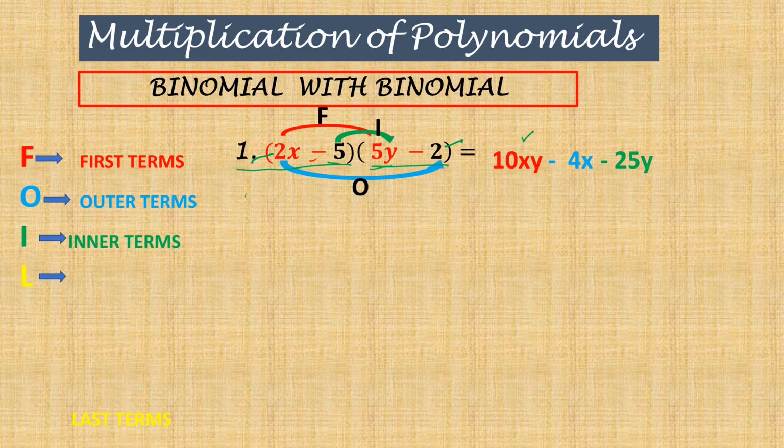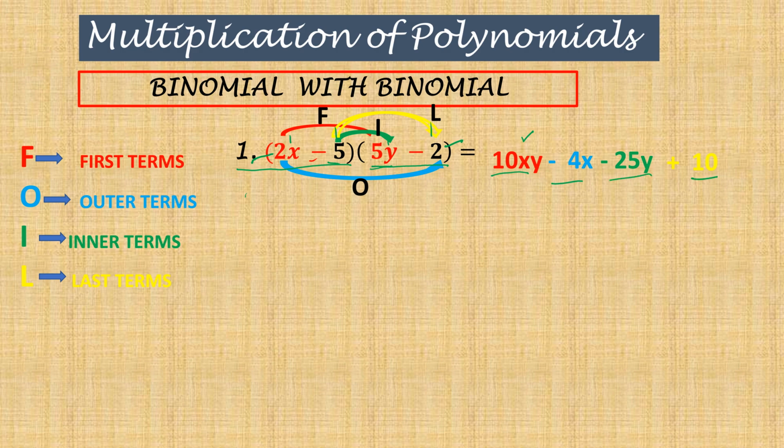What about the L? L refers to the last terms. As you have noticed, in every set we have the first term, then the last term. So the last terms are the negative 5 and the negative 2. And what is its product? The product is positive 10. So that means that 2x minus 5 times 5y minus 2 will give you a product of 10xy minus 4x minus 25y plus 10.